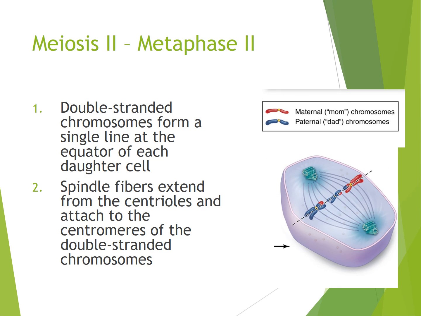Following prophase 2, we enter metaphase 2, and here we again have the spindle fibers that are going to extend from the centrioles to the centromere of each chromatid, and then the chromosomes, which are of the sister chromatids, will now align to form a single line along the equator in the middle of the cell, very similar to that of metaphase 1.